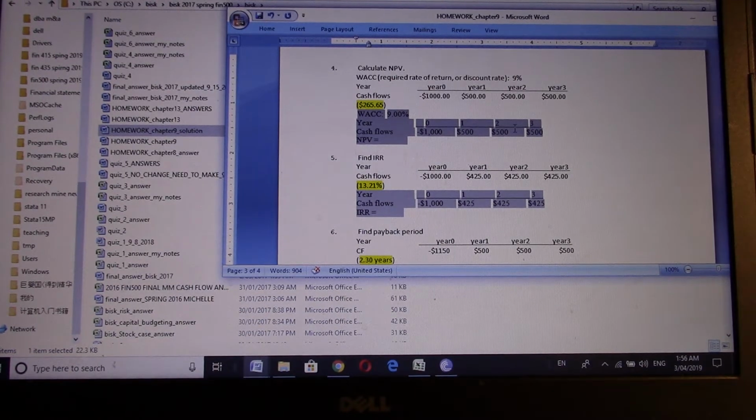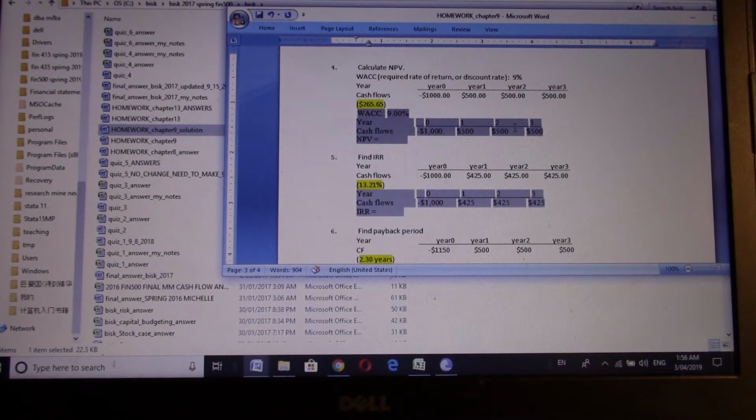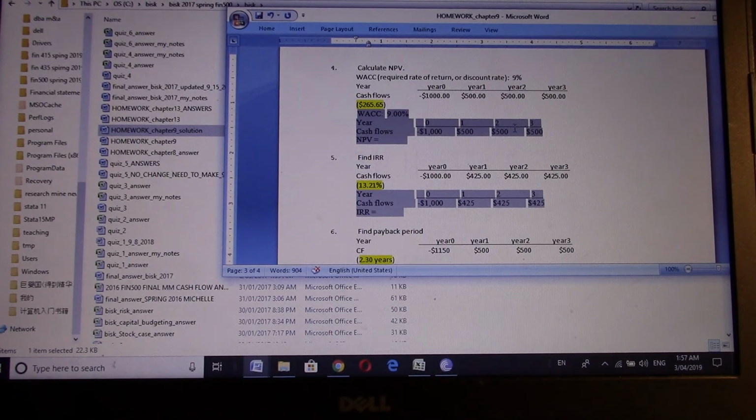Anyhow, the WACC, for question number 4, weighted average cost of capital, is a new concept we learned in chapter 14. WACC is cost of capital or required rate of return. You can use it as the cost of capital or discount rate in capital budgeting decisions. So I'm not going to spend any time on questions 4 to 6.